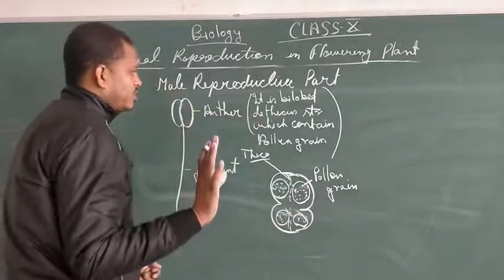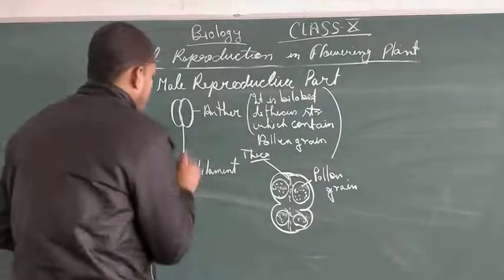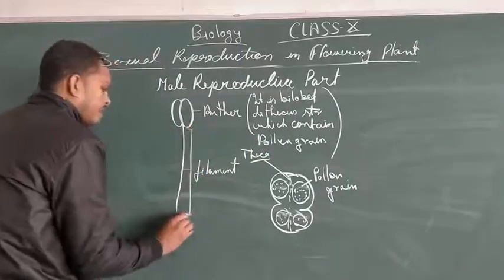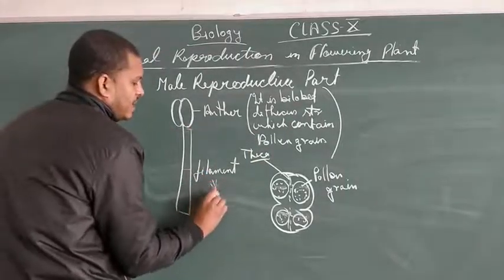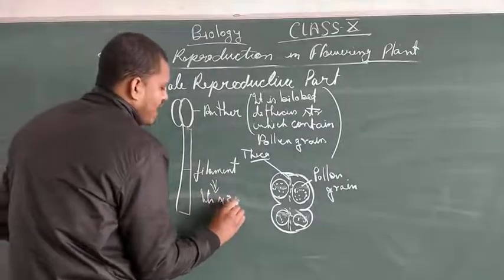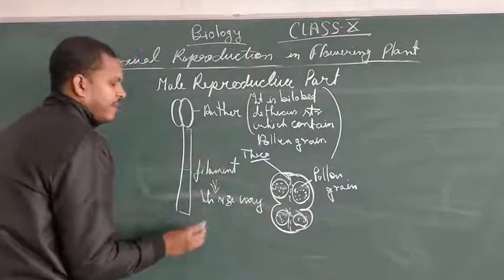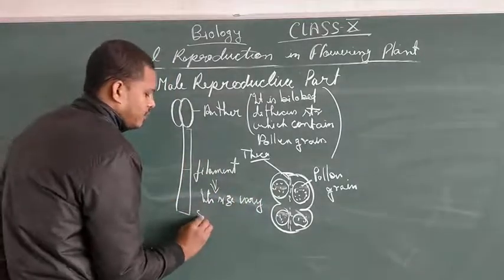You understood the concept of the anther, its structure, and how pollen grains are present. Now this is the filament. In the case of the filament, its size varies from species to species.